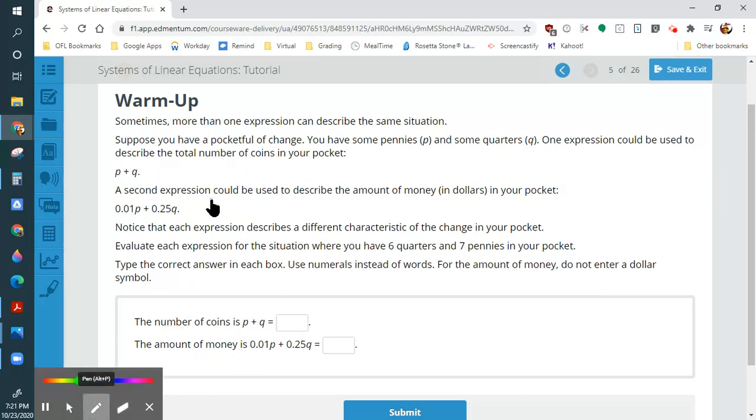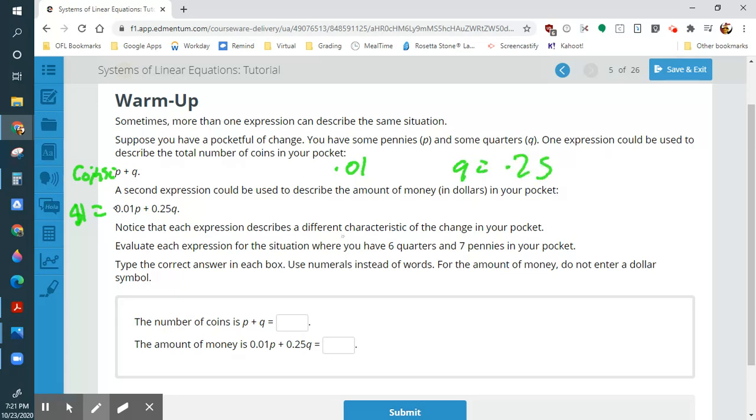So the first equation just represents coins equal your pennies plus your quarters. And then your money is equal to 0.01 times pennies, since a penny is 0.01 of a dollar, and a quarter is 0.25 of a dollar. So the other equation represents how many dollars you have in your pocket using decimals.